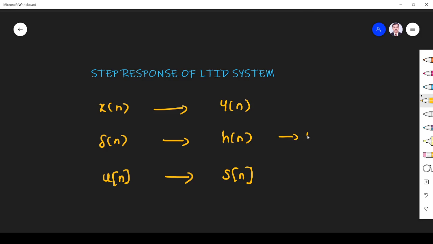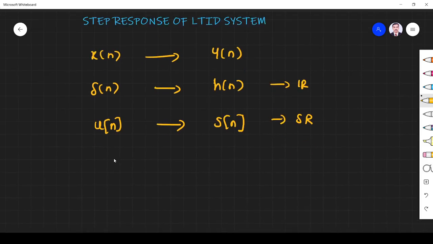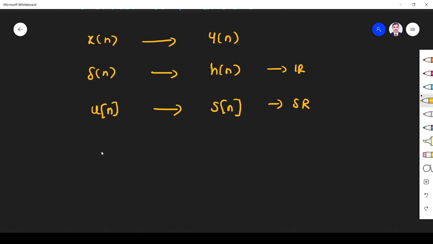So this is impulse response. This is step response. Okay. So the step response is the response of the system to the unit step signal. Simple logic. Okay. So we know that for any LTI system, the output y of n is equal to x of n star h of n.